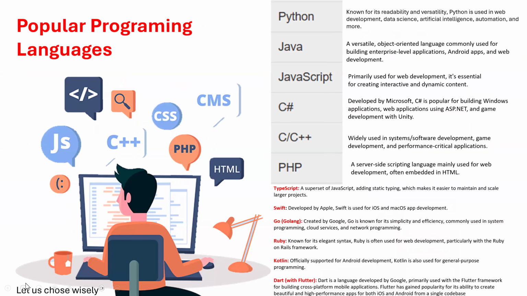What are the most popular programming languages in the world today? And that's how I'm going to round off. Number one is Python, then Java, JavaScript, C Sharp, C++, and PHP. Now, you guys know why we chose some of these programming languages. The other ones also, like TypeScript, Swift, Golang, Ruby, Kotlin, and others.